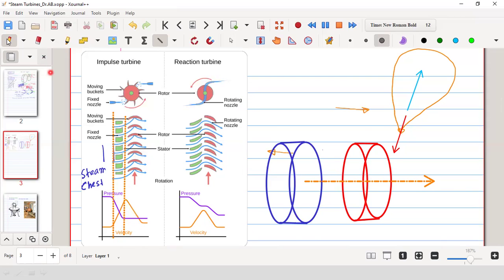Is it visible properly? Yes, sir. I think you have understood it.